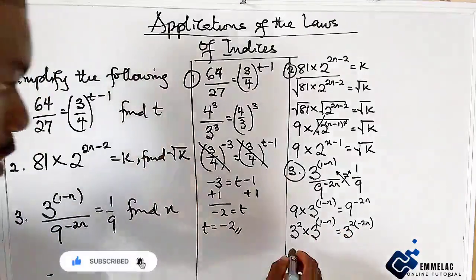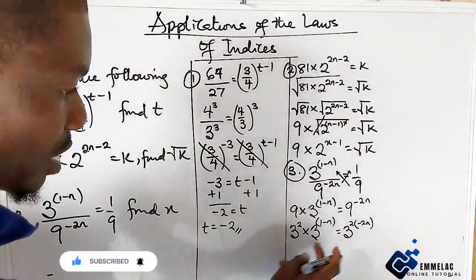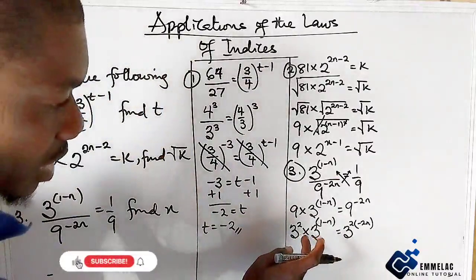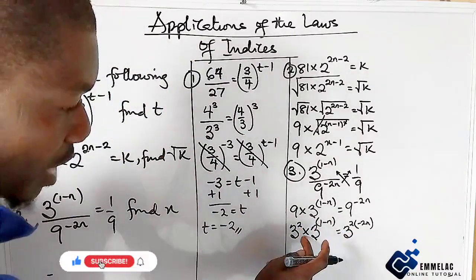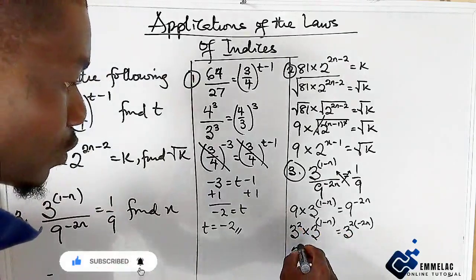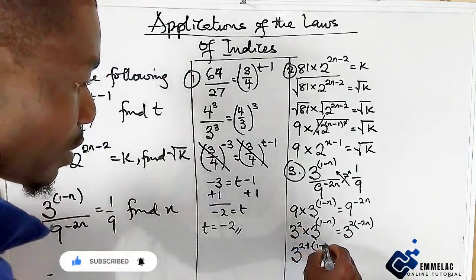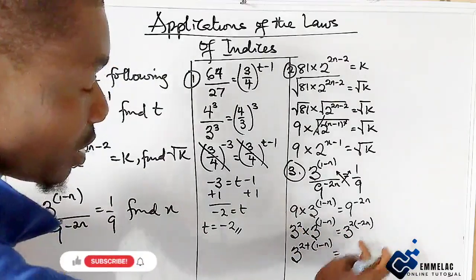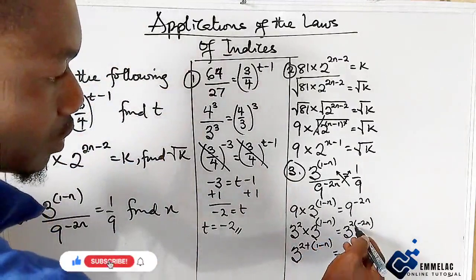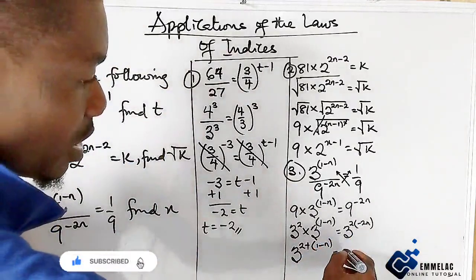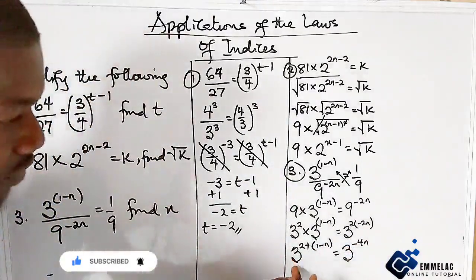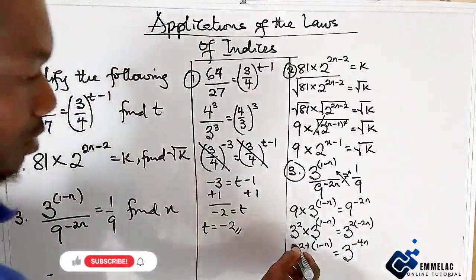Okay, simplifying further, since we have the same base and following the laws of indices by multiplication, the powers will sum up. Since they are multiplying, the power of this will sum up with this. So here we have 3 raised to the power of 2 plus, in bracket, 1 minus n, equals, now this is the product rule, this will multiply this, 3 raised to the power of minus 4n. Since we have the same base on the right and the left hand side, we cancel out.